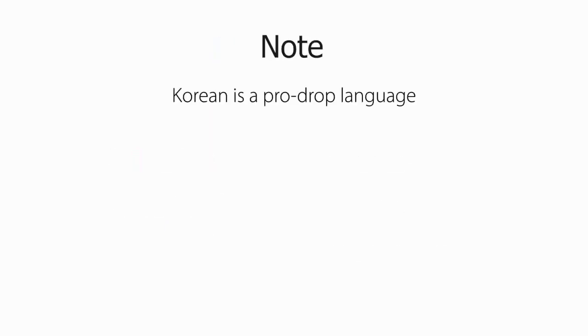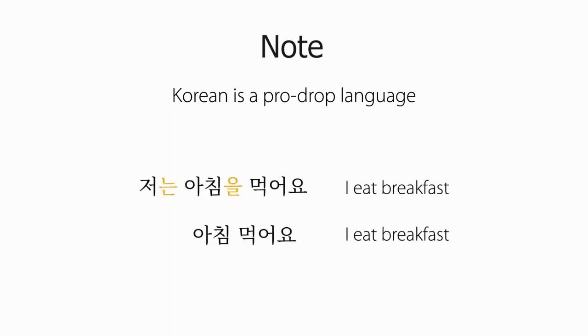Korean might be considered a pro-drop language. In daily conversation, practically all grammar context can be omitted in a sentence, including pronouns and the particles we talked about. Take a look at this example. 저는 아침을 먹어요. We can drop the pronoun, the topic particle, the object particle, and the meaning is still the same. 아침 먹어요.